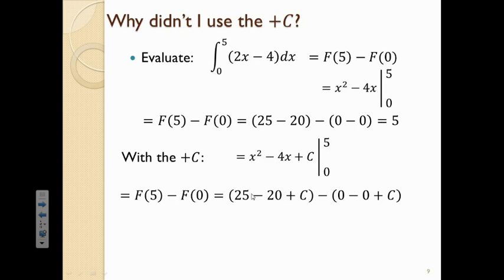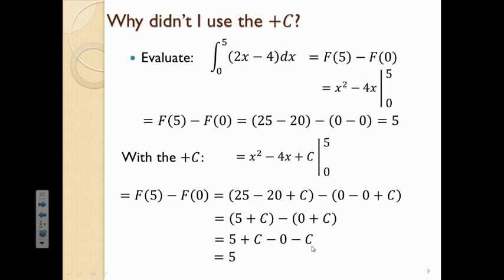And f of 5 becomes 25 minus 20 plus c, minus f of 0, which is 0 minus 0 plus c. Well, of course, that's going to be 5 plus c minus 0 plus c. And the minus sign, again, gets distributed to both of these. So this becomes 5 plus c minus 0 minus c. Well, obviously, 5 minus 0 is going to be 5. Plus c and minus c, they cancel each other out. So we're left with just the answer.